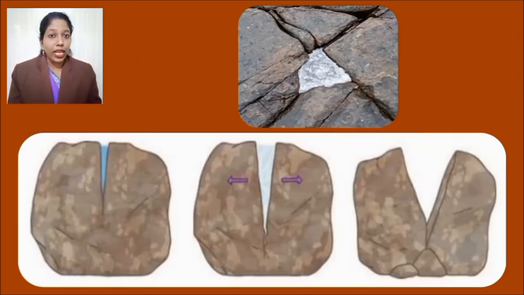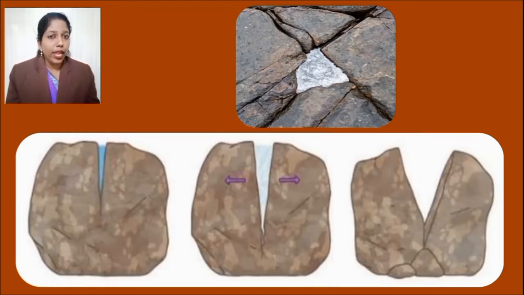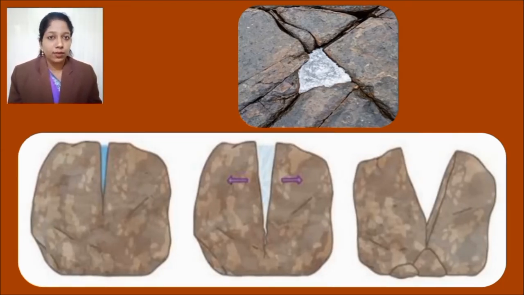This process of breaking rocks occurs in cold areas where snow falls. When the temperature rises, then the ice melts and fills in the cracks of the rocks. Here you can see in blue color, this is water. When ice melts, it fills in the rock. And when the temperature drops, then the water freezes again.